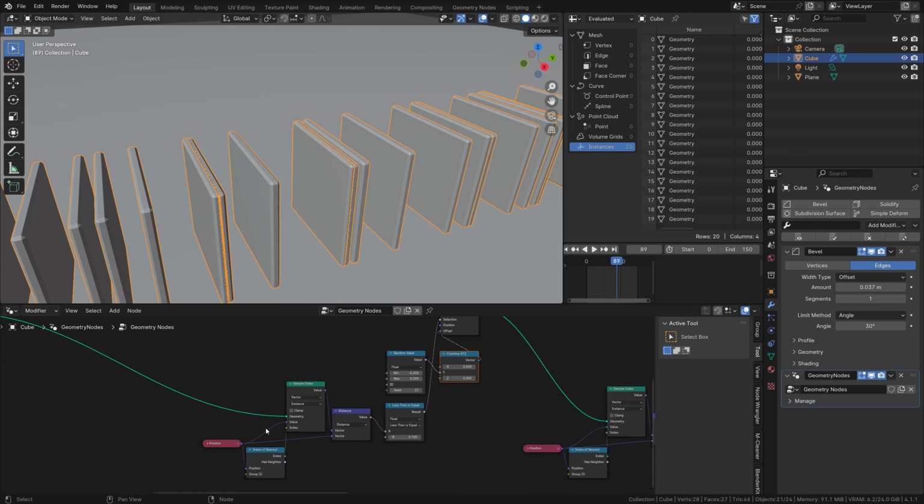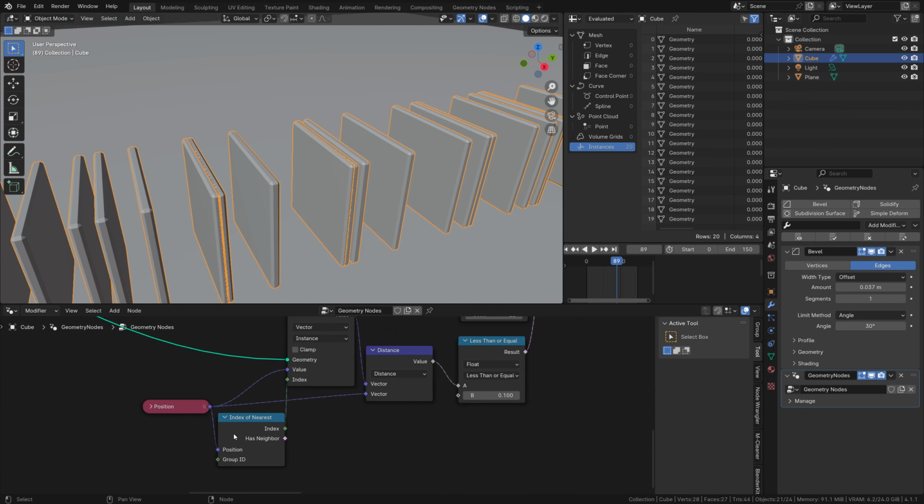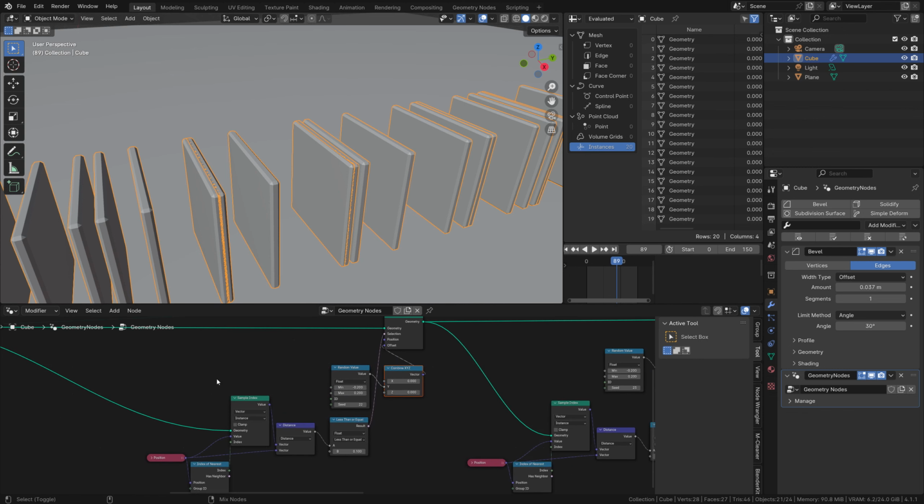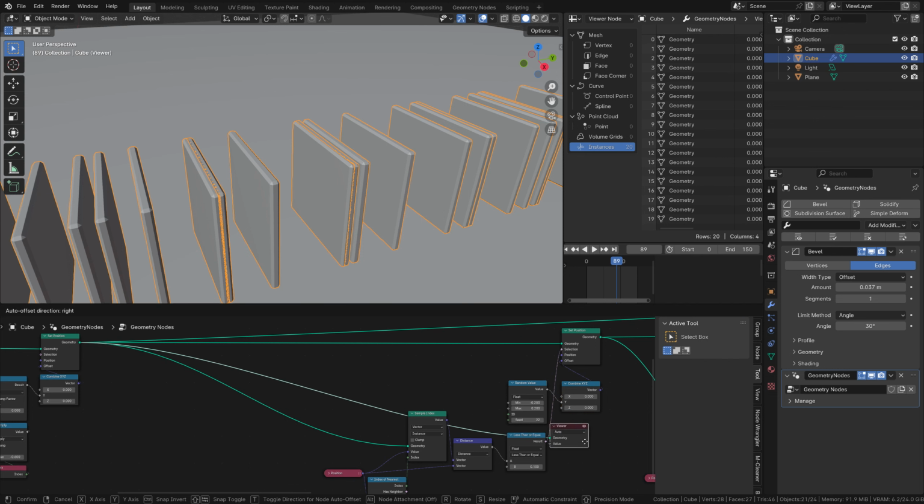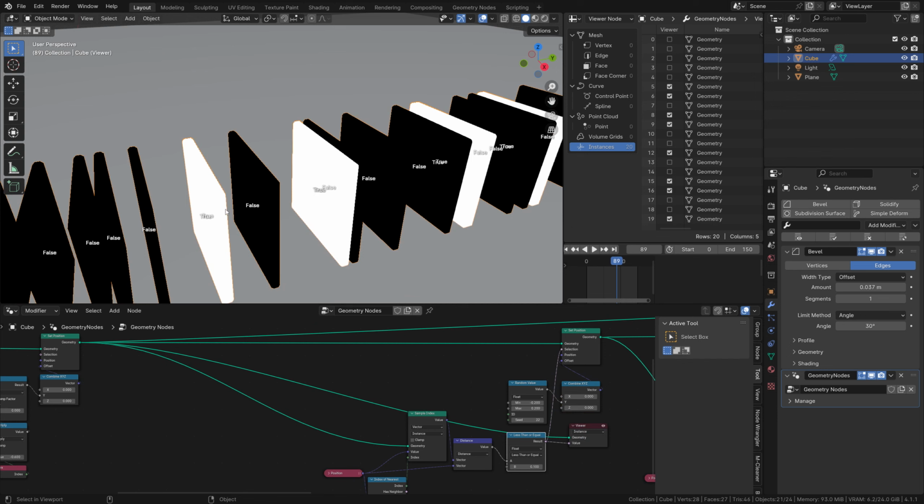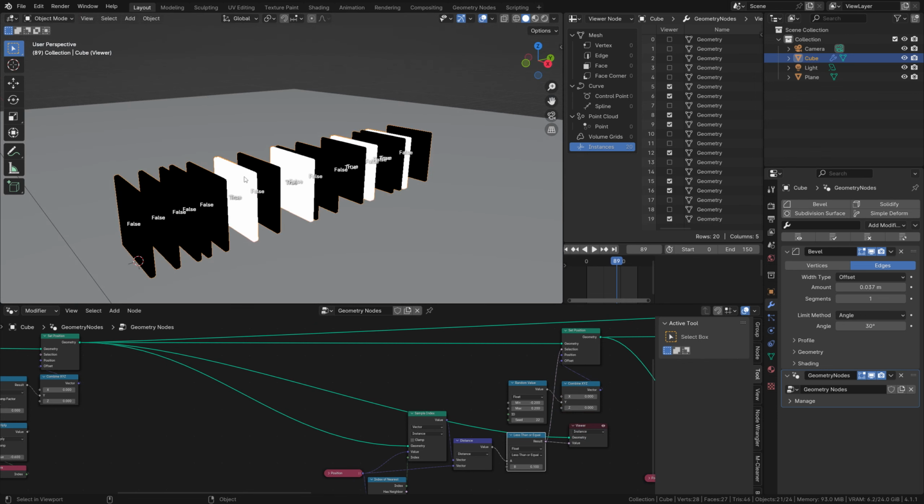Through the index of nearest node we determine the nearest positions, and through the threshold, that is, through the comparison node, we simply detect them. That is, this is how it will look if it is fed into the shader. That is, these geometries will be highlighted, or it can be replaced with something else, used in some other way.